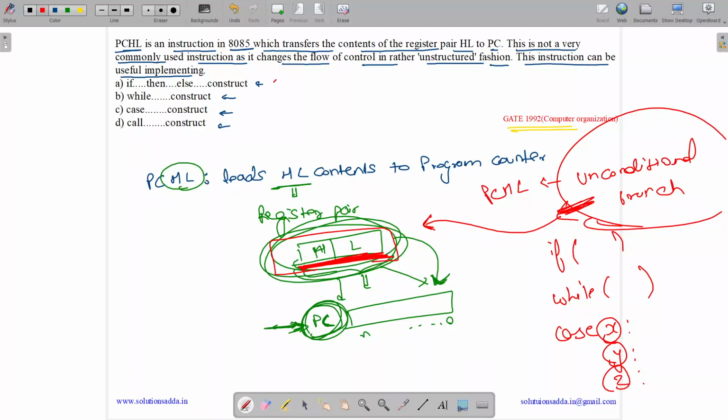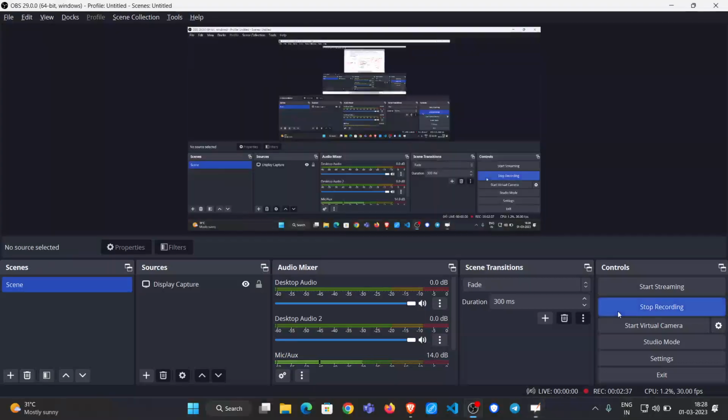So if-then-else will have a condition, while will have a condition, case will have a condition, but call won't have a condition. In call, we do not see any condition, we do not see any check of any expression, and we directly transfer the control to this HL pair. This PCHL can be used for call construct. So the answer is option D.